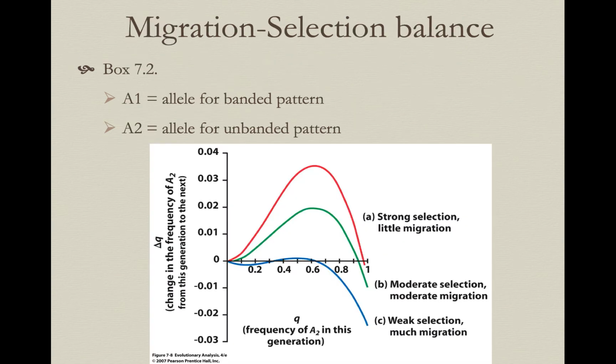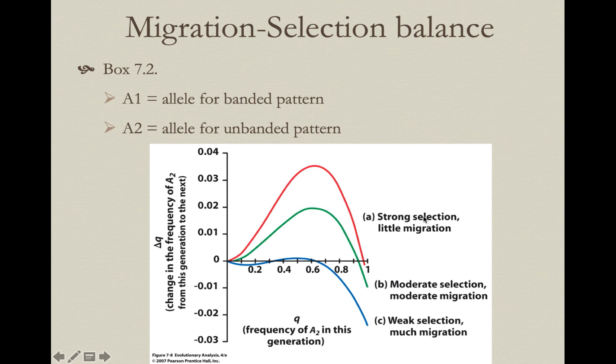And here's a figure that kind of mathematically works this out. Don't stress too much about this. Let me just kind of walk you through it a little bit. If we think about a two allele system, to simplify this, where we have A1 representing those with banding patterns and A2 alleles are associated with the unbanded patterns, Q down here on the x-axis is the frequency that you would have A2 at any one time and in one place. Delta Q over here is the change in the unbanded pattern, okay?